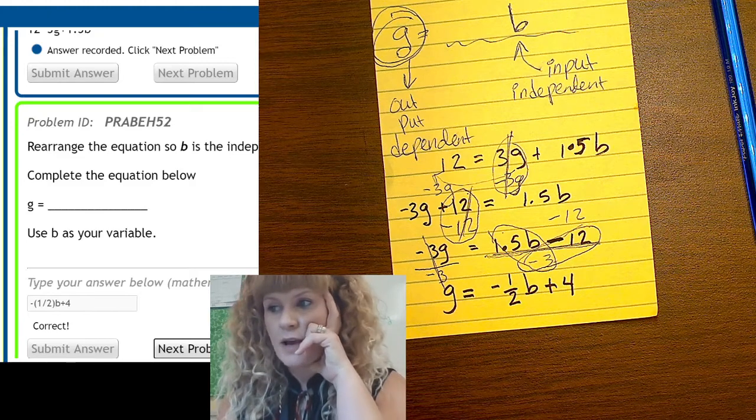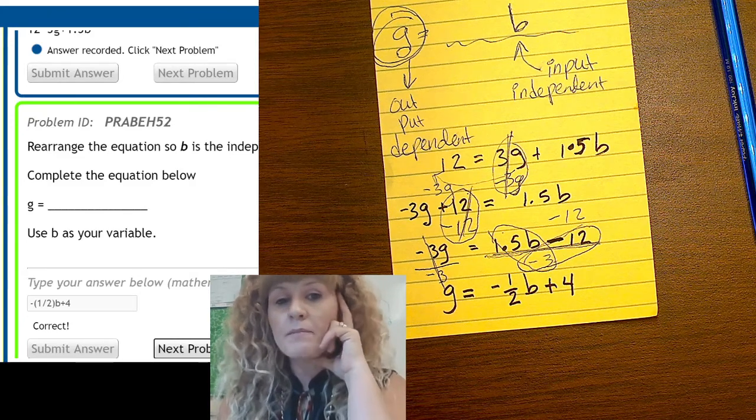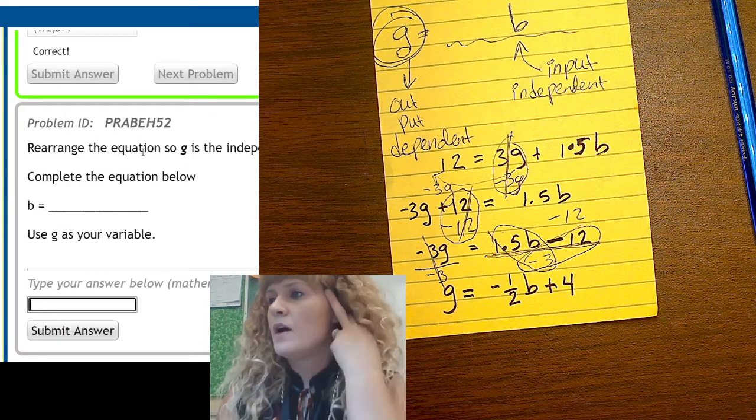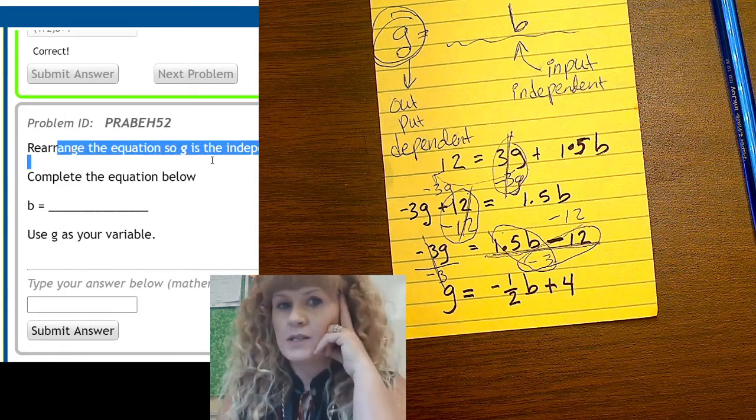Go ahead and try it yourself. See where it comes from. Make sure you can do this on your paper too. Don't just copy me. Now it says rearrange the equation.